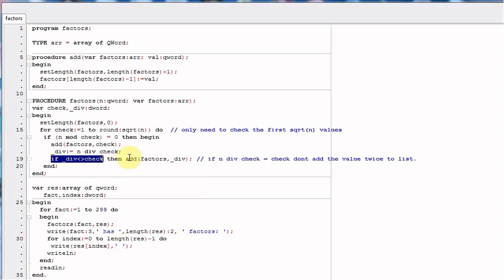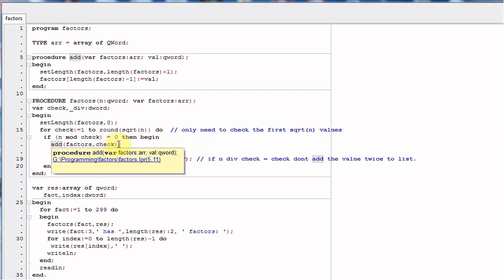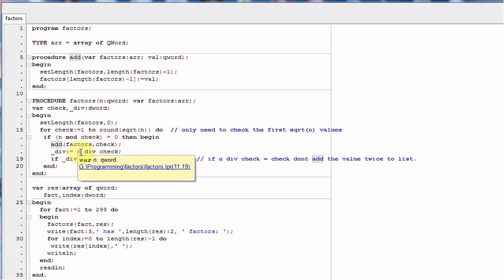All I have to do, in this line, is make sure that I'm not adding the same value twice. For example, 4 is divisible by 2, right? So I add 2 to my list when n is 4. But 4 divided by 2 is 2 itself, so I don't want to add 2 again since I already added it. So I just make sure that when I divide the number by the number I'm checking, I don't get the same number back, because I don't want to add it twice to the list. So that's pretty much it.